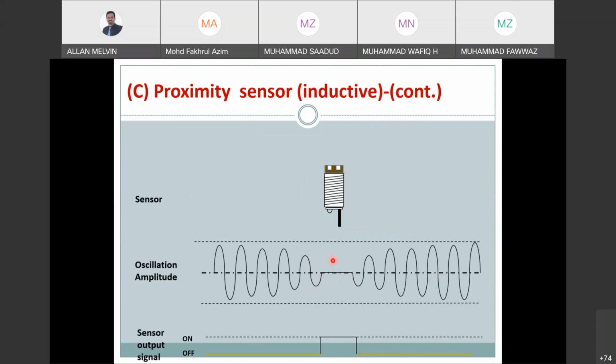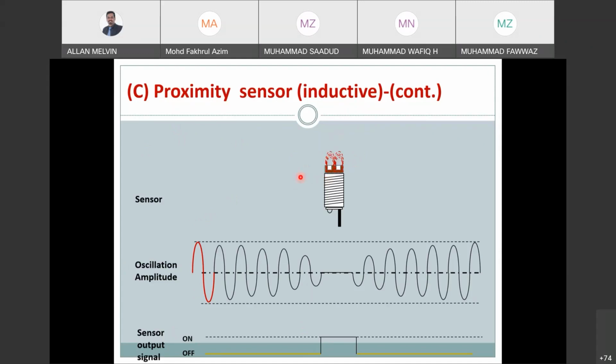So dia punya simulation macam ni lah. Okay, so let's say this is your sensor. Sensor ni dia macam ni lah. Okay, then you have oscillation amplitude, then output signal. So kita akan tengok short simulation. So dia akan detect. Dia akan detect anything that comes nearby.